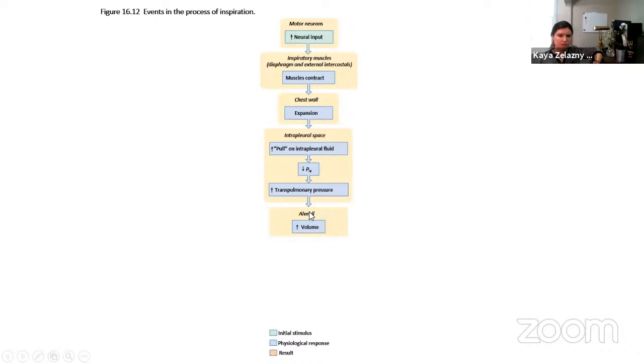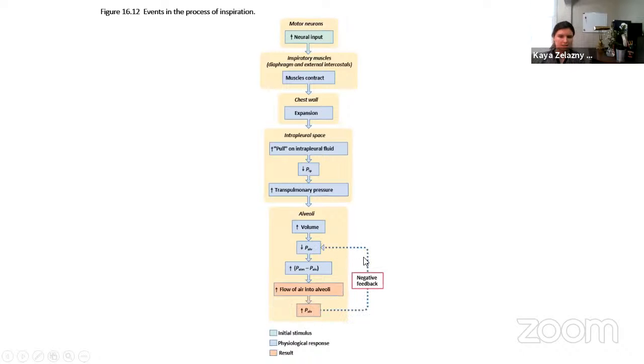Overall, this leads the alveoli to increase in volume because they're getting pulled out, so their walls are getting pulled out as well. Because pressure is inversely related to volume, the pressure in the alveoli drops down. This means that as we compare this pressure gradient, pressure of the atmosphere minus pressure of the alveoli, our pressure gradient there is increasing, which means our airflow is going into the alveoli.